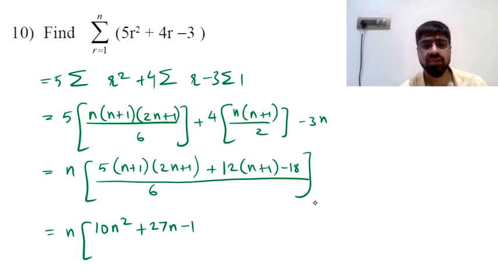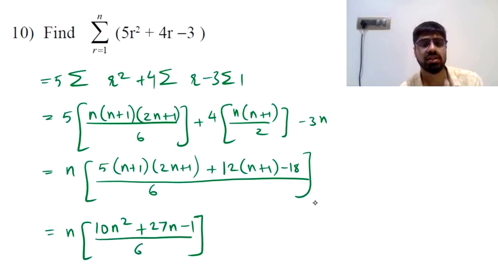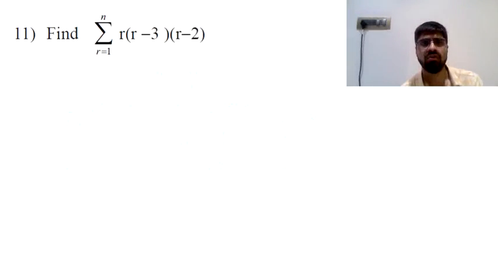So yeah, that's the final evaluation of the 10th question, that is, n times 10n square plus 27n minus 1 upon 6. If we would have been able to factorize it even further, we would have factorized it, but currently it is not possible. So yeah, this is going to be the final answer for the 10th question. We go ahead with the 11th one, which is a similar one.